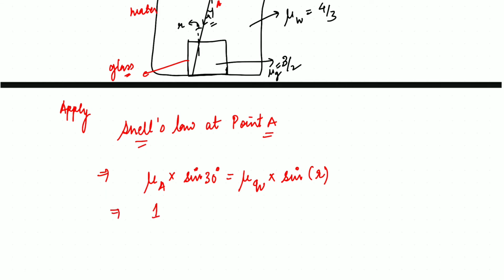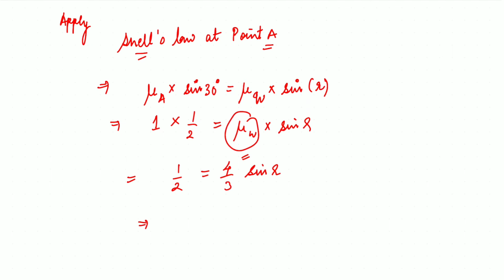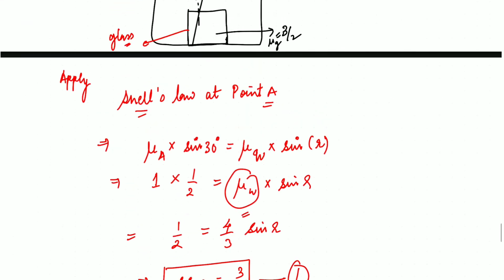Refractive index of air, like we already know, is 1. What is the value of sine 30? Sine 30 has a value of half. This is the refractive index of water multiplied by sine of R. Now the refractive index of water is also given to us, that is 4 by 3. I'll just write that here. 1 upon 2 is equal to 4 by 3 times sine of R. Is that a yes or no? So from here I can say sine of R is coming out to be 3 upon 8, right? So let's just remember this value. All right, let's move forward with the question.